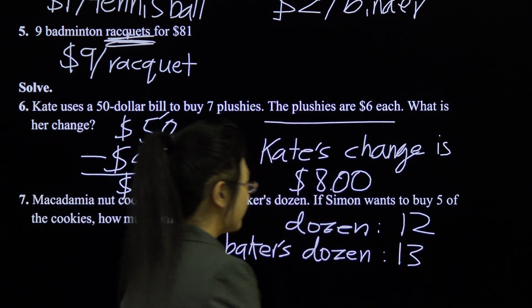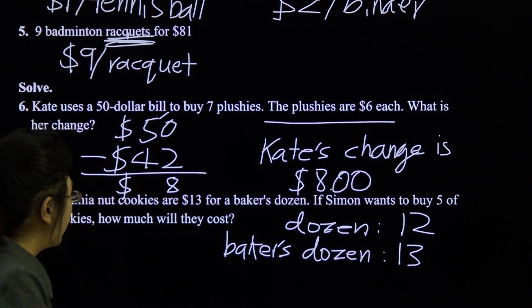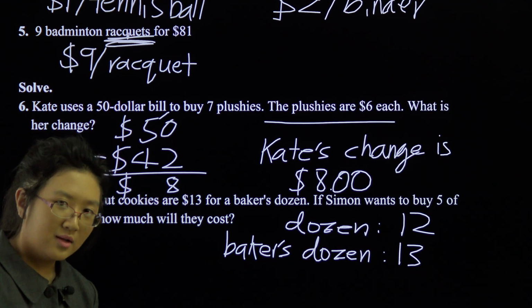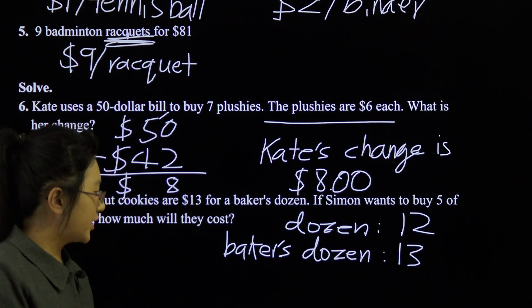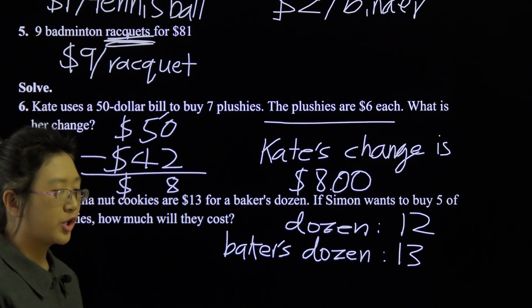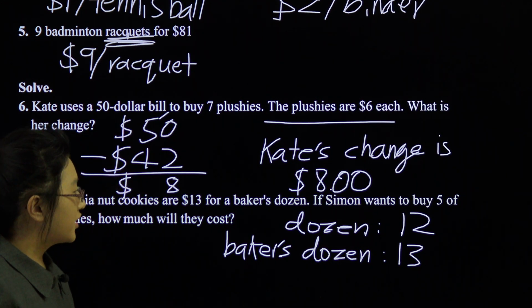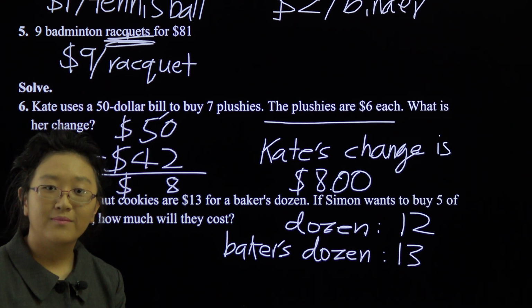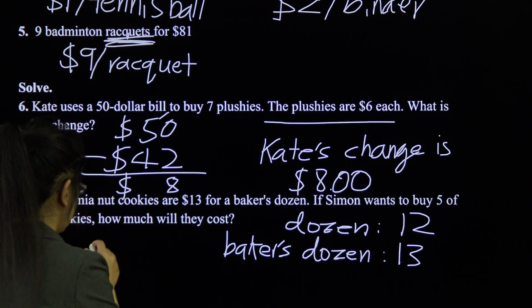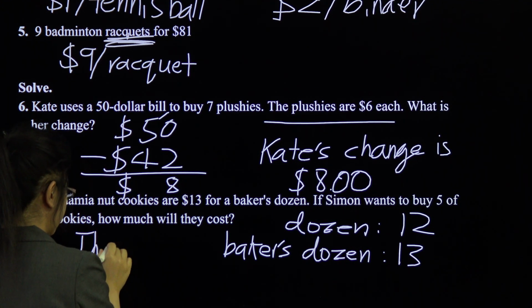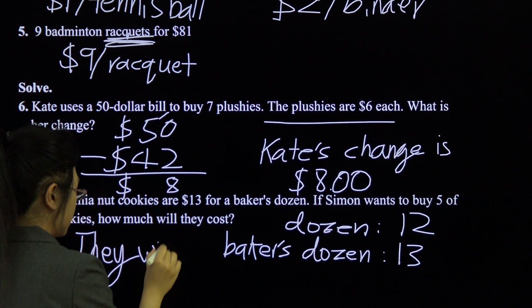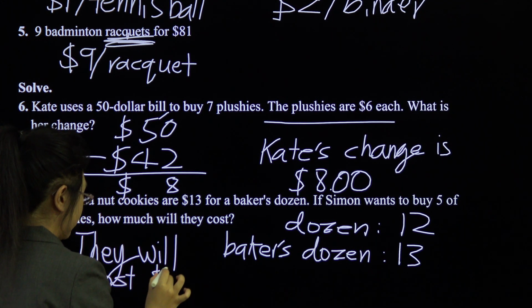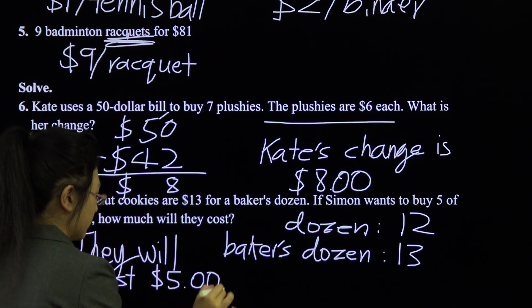It's 13. So if it's 13 cookies for $13, then by the division property, you get that each cookie is $1. So if Simon wants to buy 5 of the cookies, then what's 5 times 1? 5. They will cost $5. Yay!